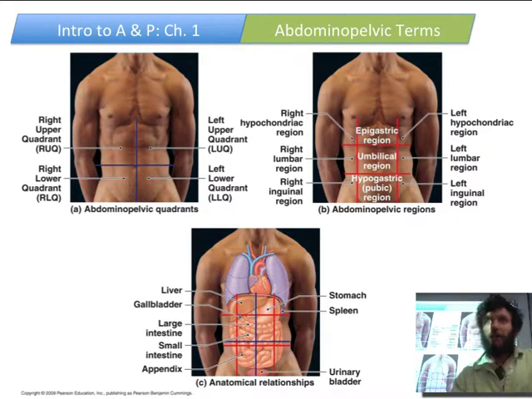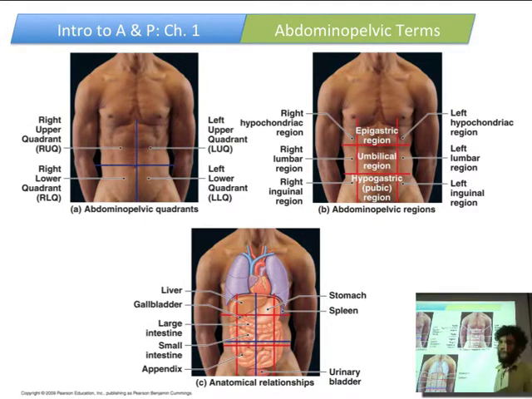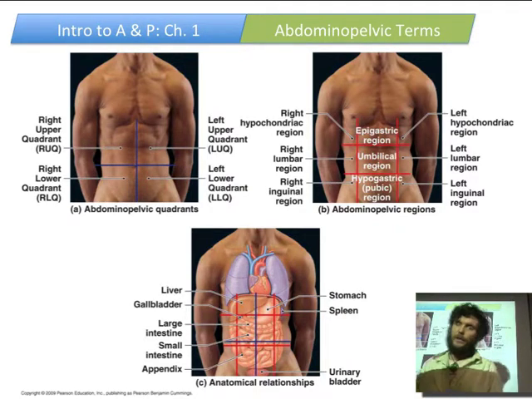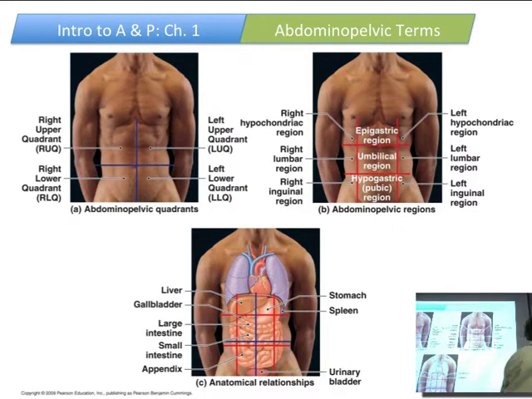A little bit finer grain resolution are the abdominal pelvic regions. So quadrant 4 cut into 4 regions. Regions, there's actually 9 of them, 3 top, middle, and bottom. They have their own names. So there's the right and left hypochondriac regions. What is a hypochondriac?